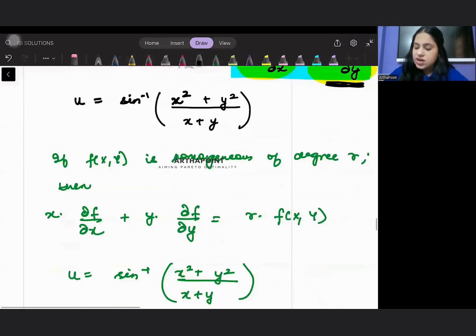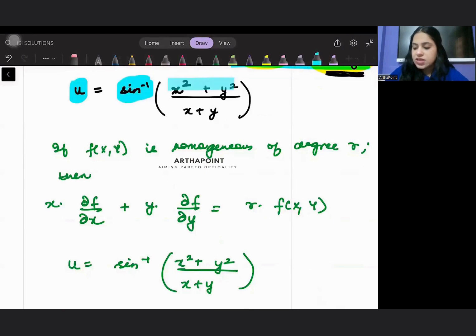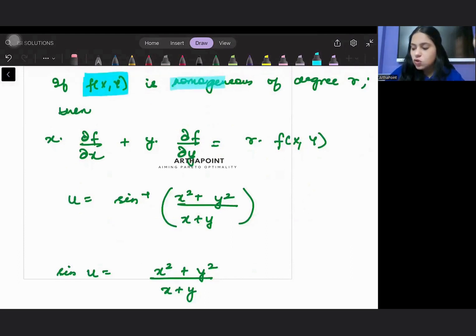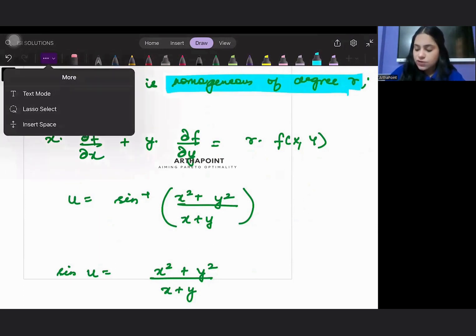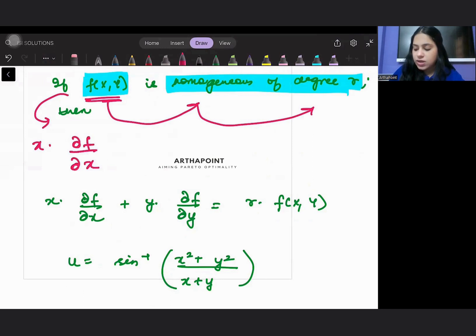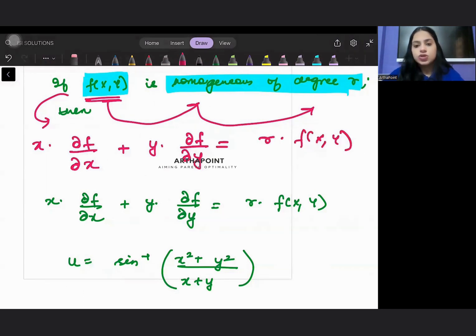You can start by taking u is equal to sine inverse of (x square plus y square) upon (x plus y). Here we need to use the property of homogeneous functions. If I have a function f of x, y which is homogeneous of degree r, then x differentiation of f with respect to x plus y differentiation of f with respect to y is equal to the function multiplied with the degree of homogeneity.